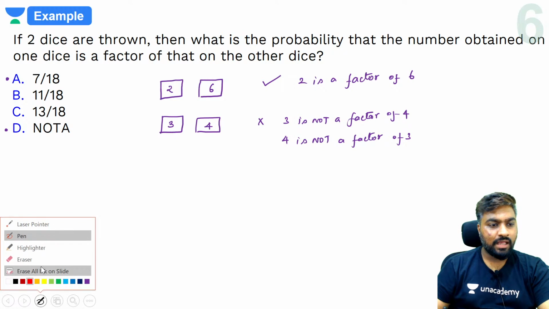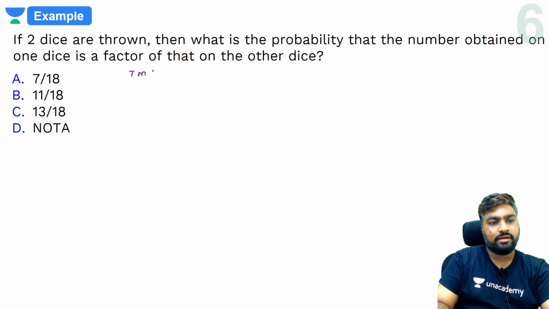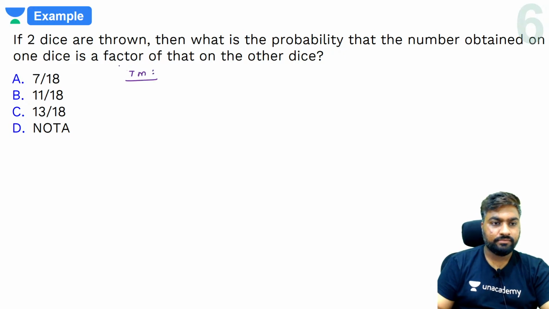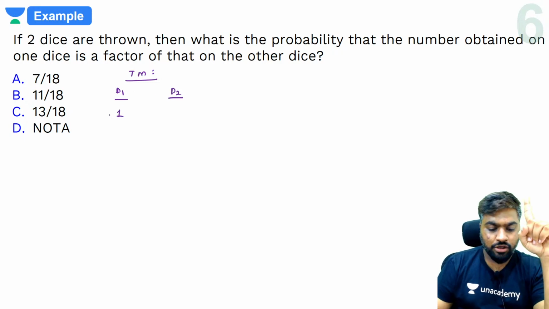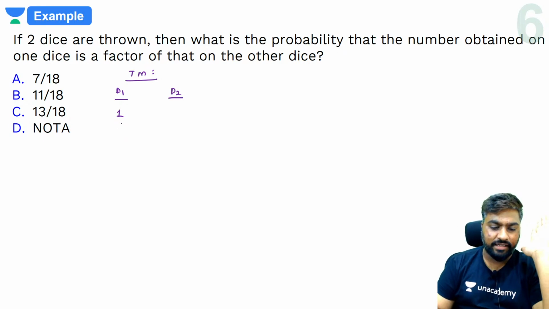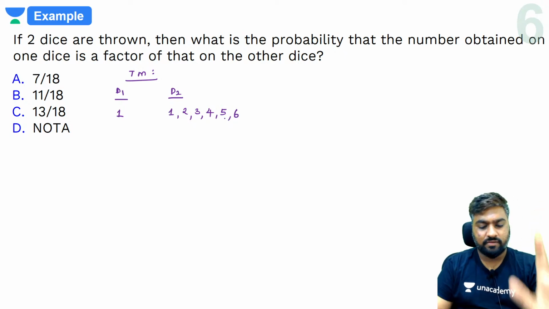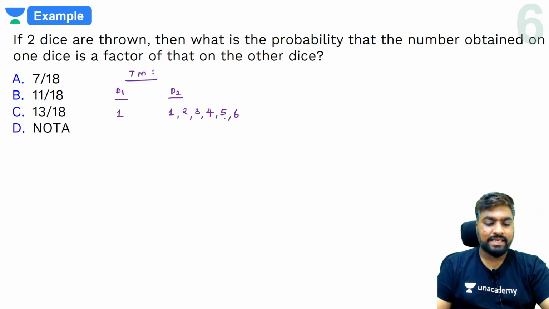Okay. So there are again two ways of doing this. We'll first do it in the traditional method. In the traditional method, what will happen? Let's take one of the dice. Dice 1, dice 2. Let's say the first dice shows 1. You know that 1 is a factor of every number. 1 is a factor of 1, 2, 3, 4, 5, 6. Say yes if you agree with this.